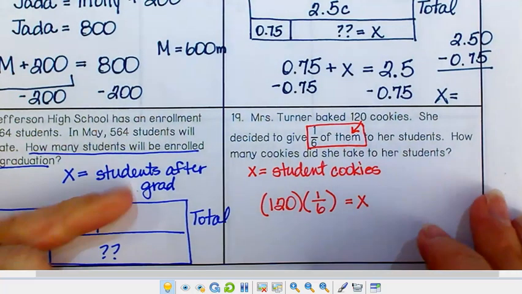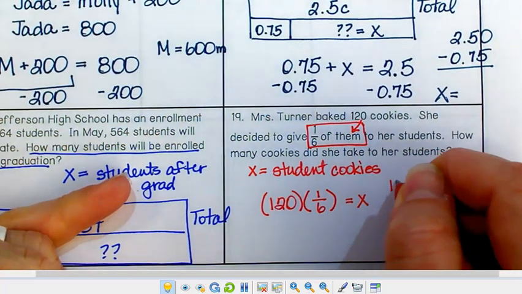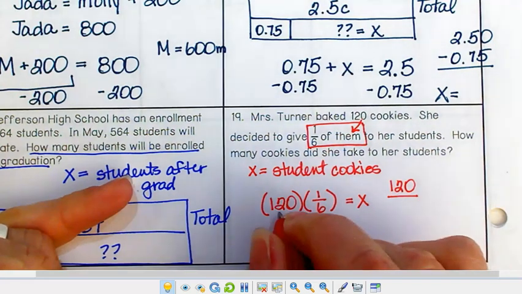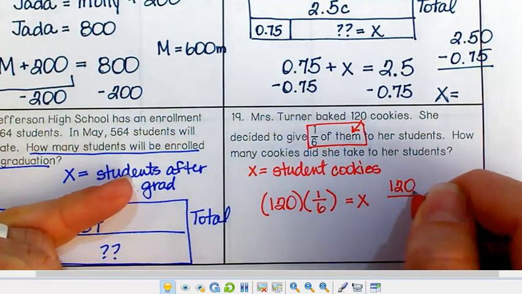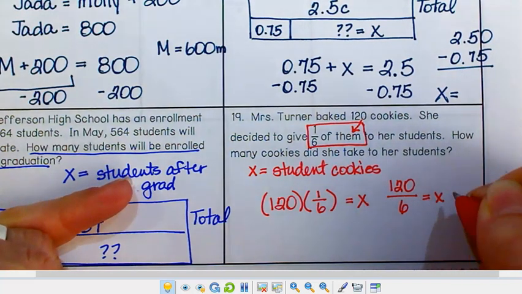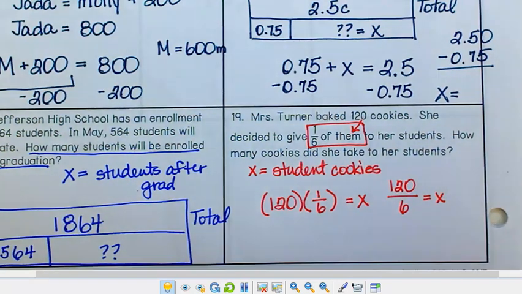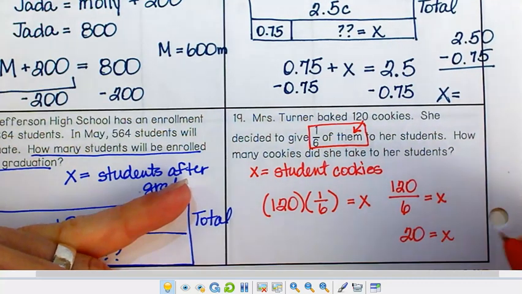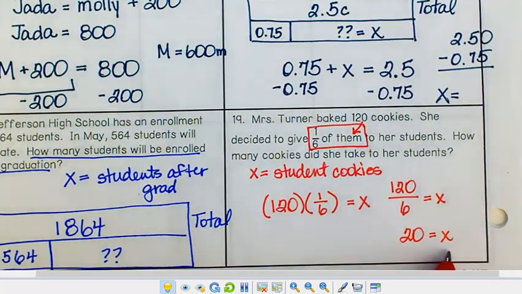Okay. You can also think of this as if there's 120 cookies, 120 times 1/6 is the same as saying 120 divided by 6, and that's going to give you your missing number. Okay, 120 divided by 6 happens to be 20. So she's going to bring 20 cookies to her students.